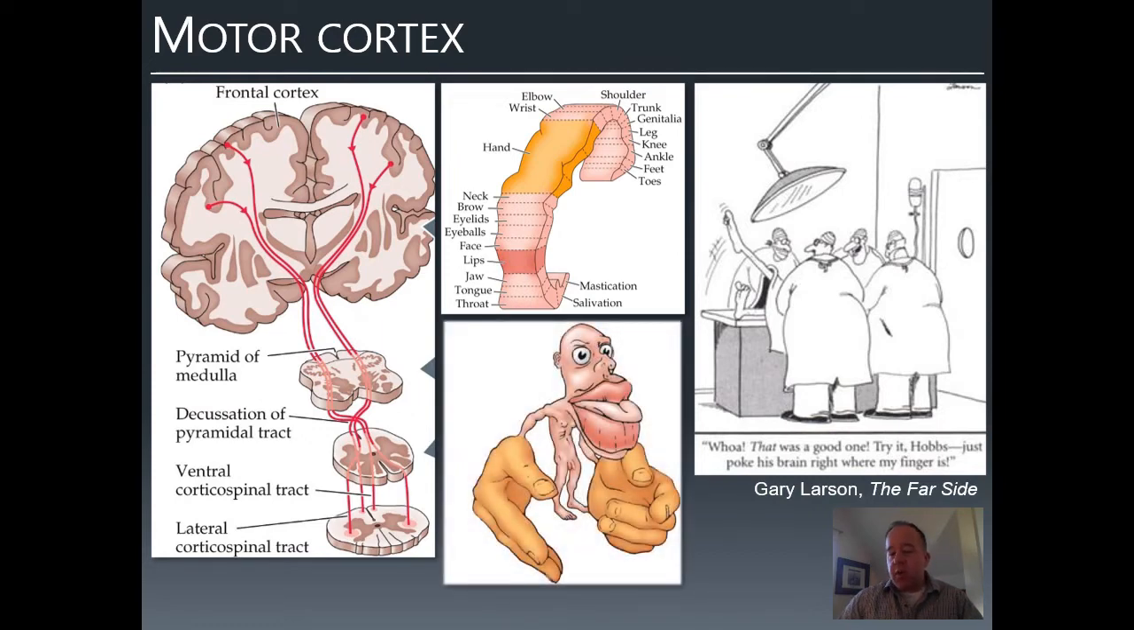And you can construct a similar homunculus for the motor cortex. Again, the hands are very big, the lips and tongue are very big, because we need precise control of our hands and our lips and tongue. The hands to control objects and the lips and tongue for speech. You'll notice also that the eyes are fairly big because we need to precisely control where our eyes are pointing. We're pretty good at precisely moving our eyes.